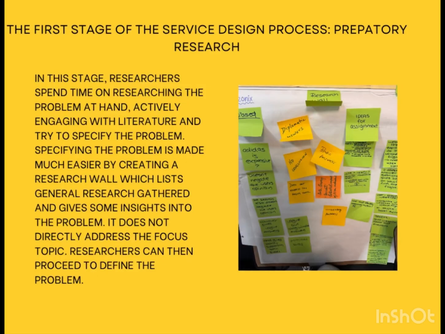The first stage of the design process is preparatory research. In this stage, researchers spend time researching the problem at hand, actively engaging with literature, and trying to specify the problem. They do not address the topic directly, but they do create a research wall which lists general research gathered and gives some insights.